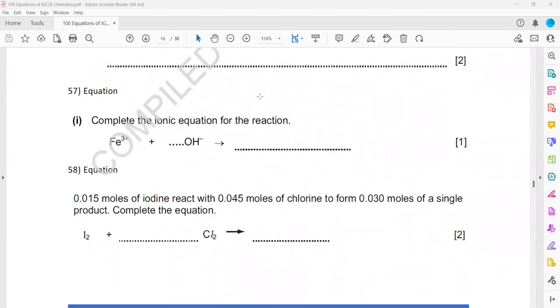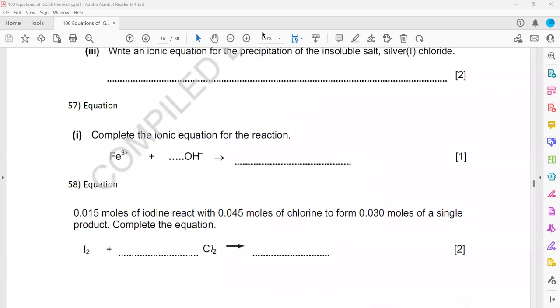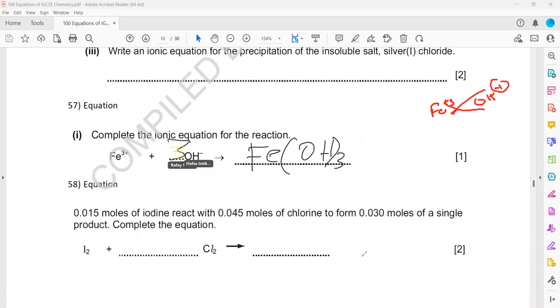Complete the ionic equation. Iron 3 is reacting with hydroxide. What is the product? It will produce iron(III) hydroxide, because iron is plus 3 here and hydroxide is minus 1. So we just cross multiply. So iron(III) hydroxide, Fe(OH)3 in a bracket 3, will be there.